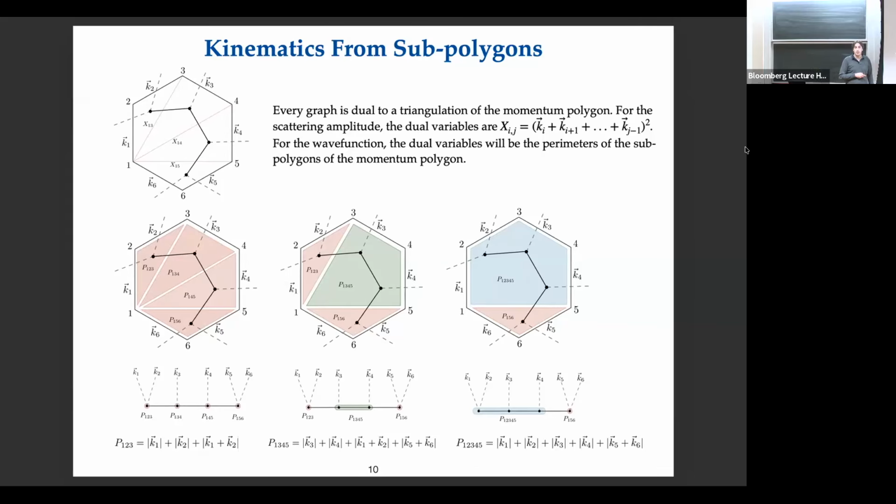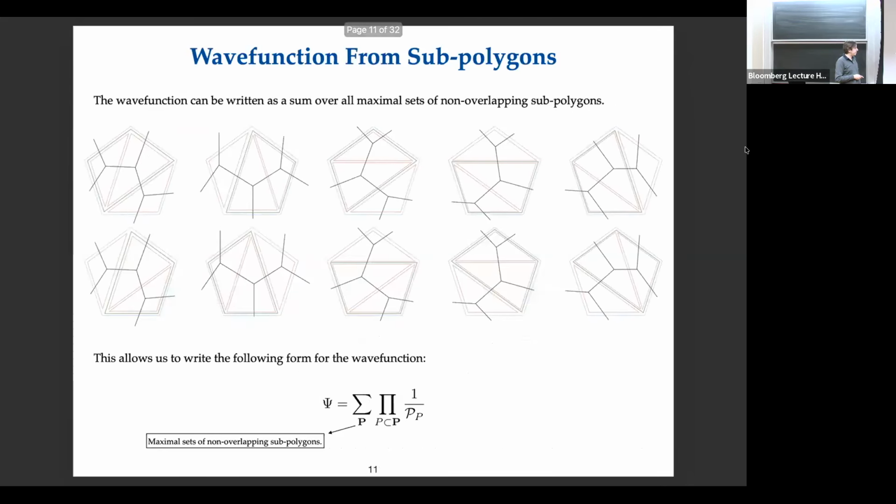For each polygon, you're supposed to multiply all the sub-polygons. You consider a maximal set of non-overlapping polygons. So for example, in this case, it's all the triangles, the square, and then the pentagon, and then you cannot draw any more because they will be partially overlapping. And then you multiply all the poles. That's what you get for each of these terms. Okay. And it's written here.